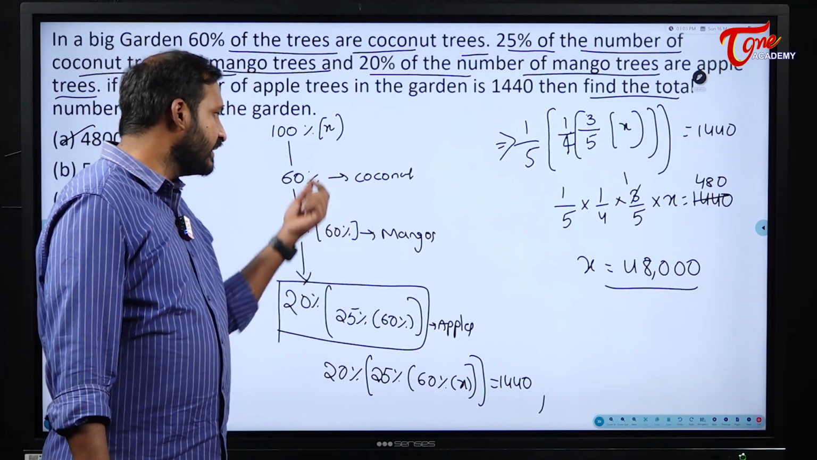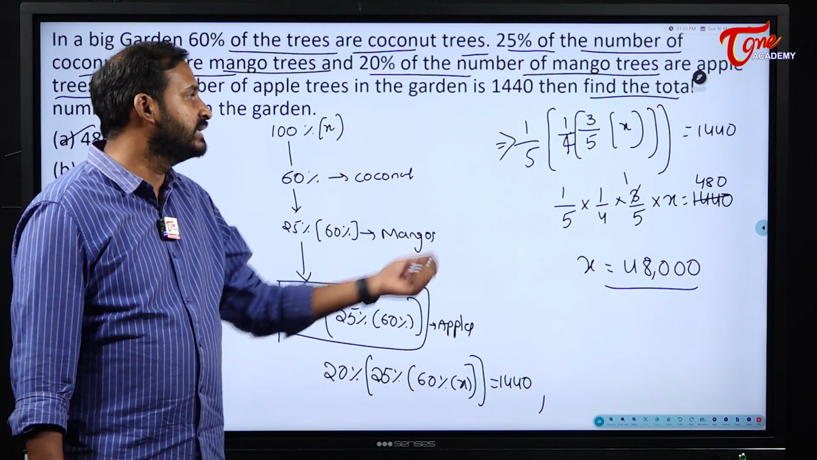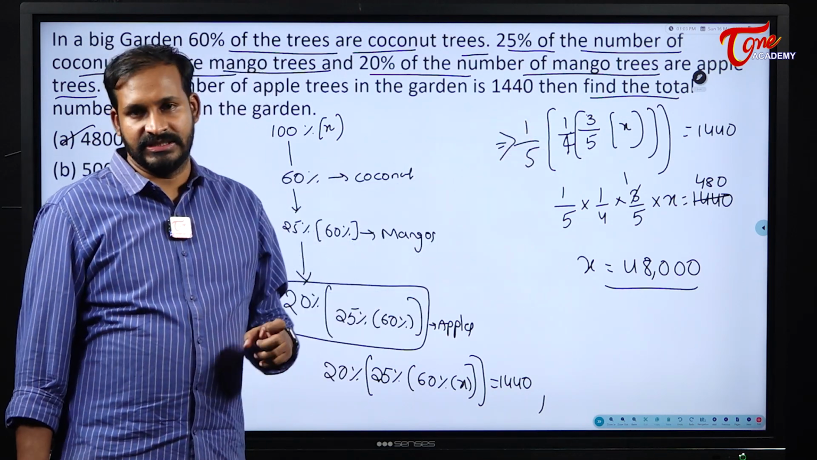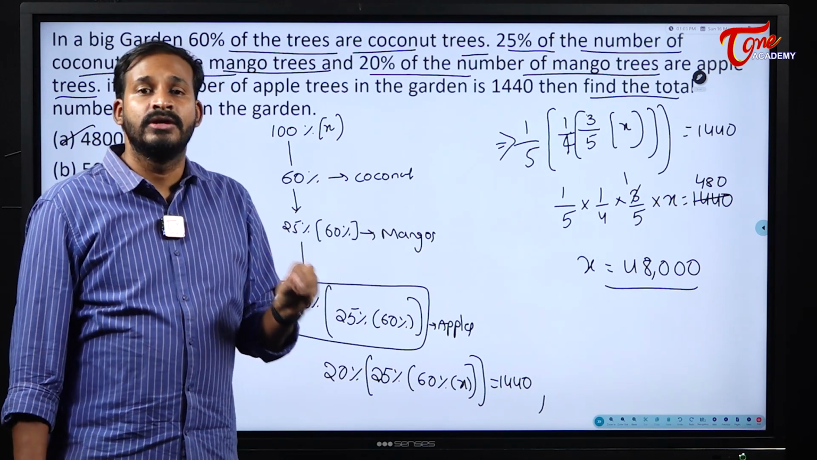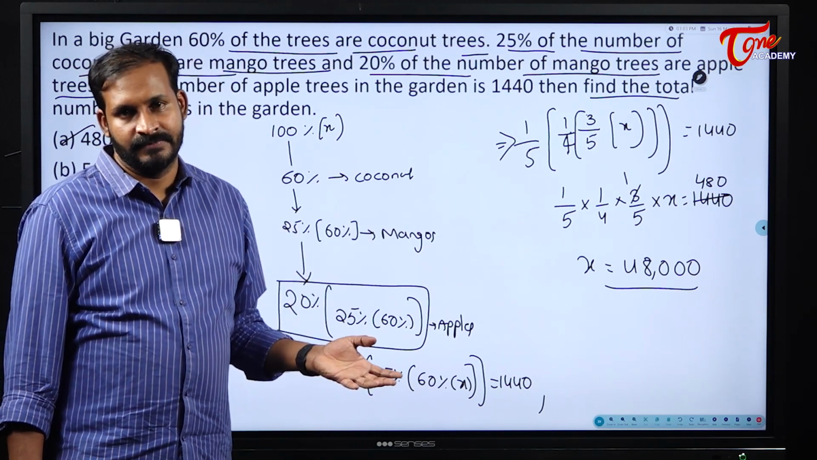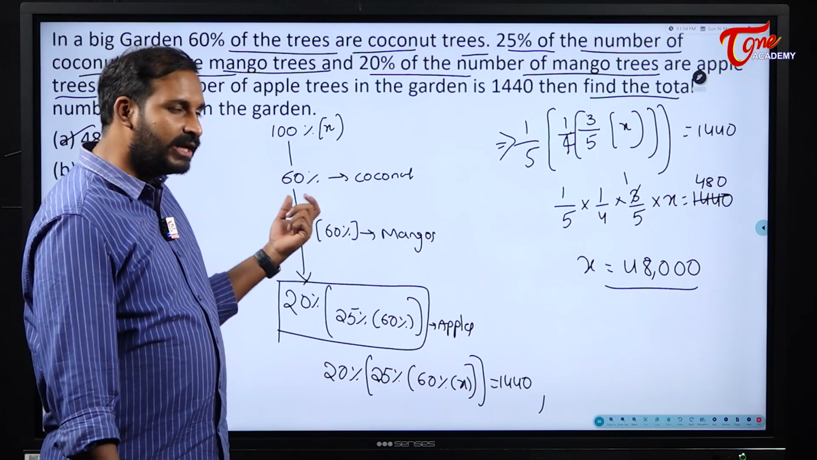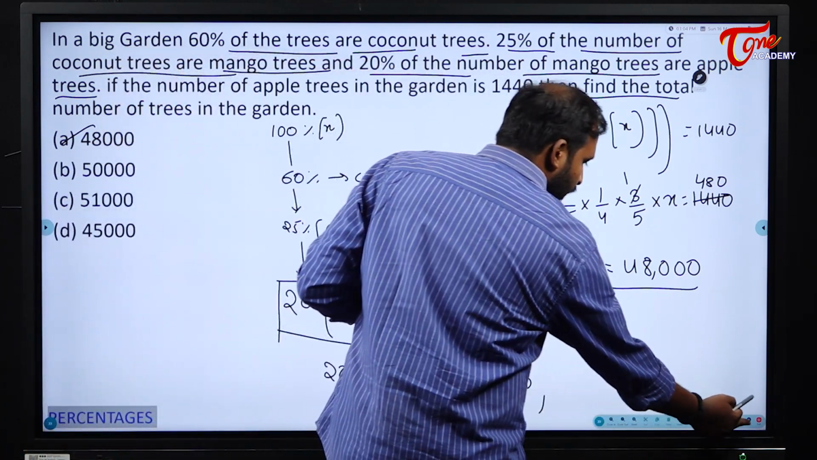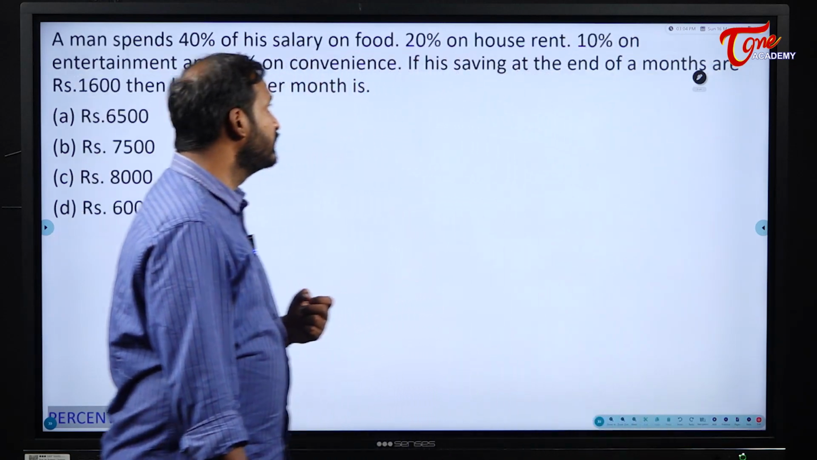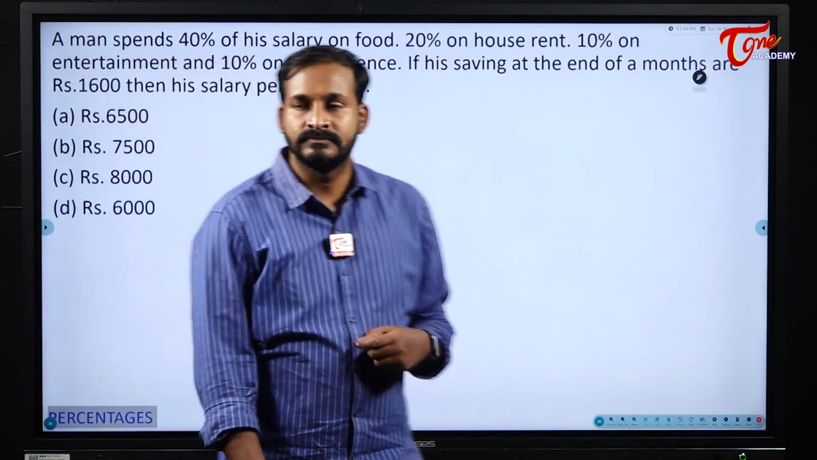See students, this value and this value are more or less the same. Here I have written in percentage, and here I have written directly in fractions. If you are very good at converting percentages to fractions, you will get the answers very quickly. So please try to learn these percentage and fraction relations, which are very important for us to solve the problems. Now next, see here.